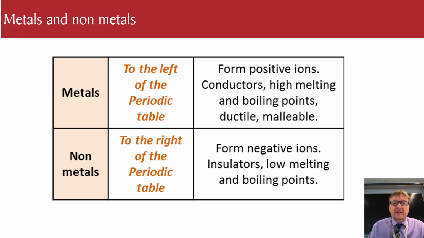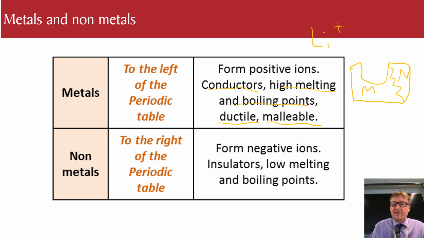Metals and non-metals. Metals are to the left of the periodic table. If I draw a very, very bad periodic table there, there's a zigzaggy line that goes down there that was on the previous diagram. Metals are here, non-metals are there. Metals form positive ions. So if I was going to draw lithium, I would write Li+. They are good conductors of heat and electricity. They have very high melting points and boiling points, are ductile, which means they can be stretched, and malleable, which means they can be bent.